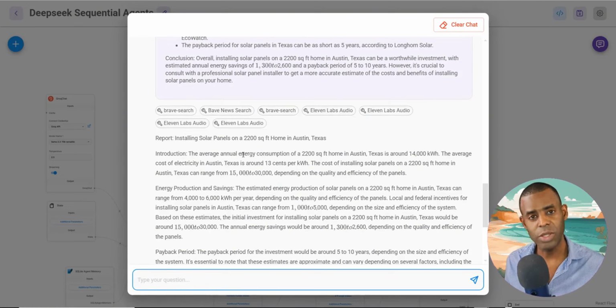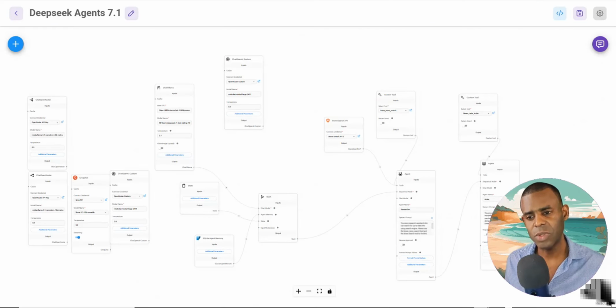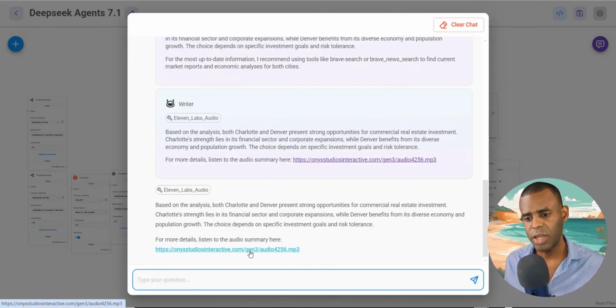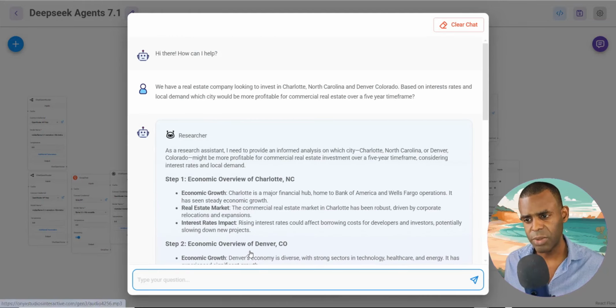All right, so the next one, we actually wanted to continue testing this and see how well it was doing. All right, and so let's go ahead here. And so this one was, we wanted to test its sort of decision-making abilities. All right. So in this case, we have a real estate company looking to invest in Charlotte, North Carolina, and Denver, Colorado. Based on interest rates and local demand, which city would be more profitable for commercial real estate over a 5-year time frame? All right.